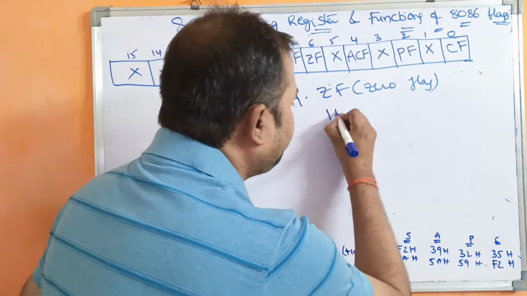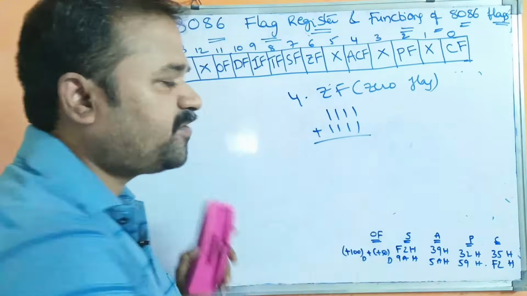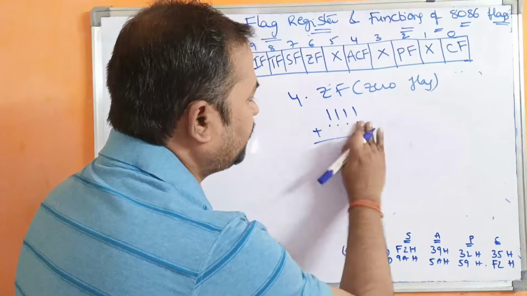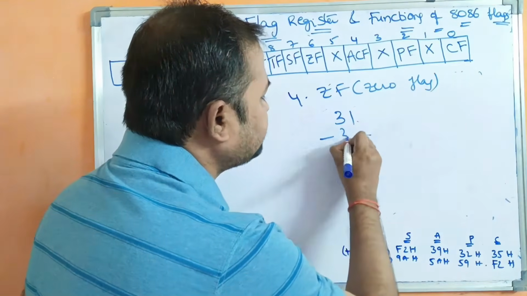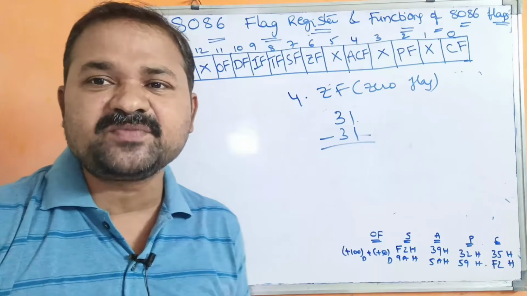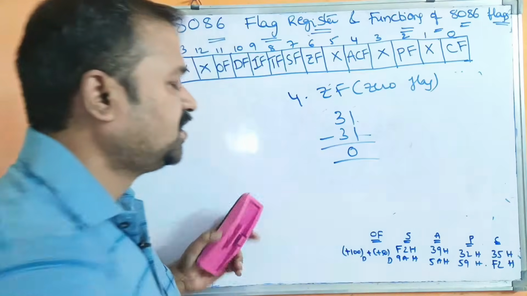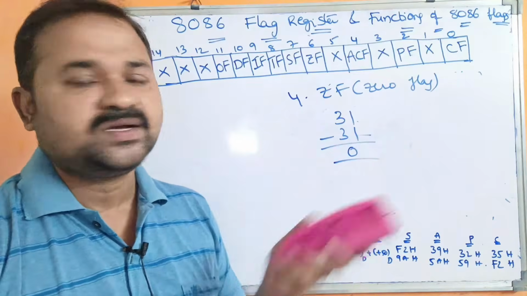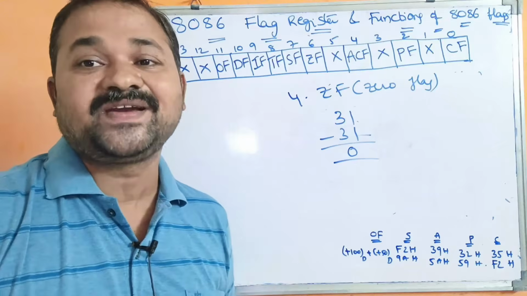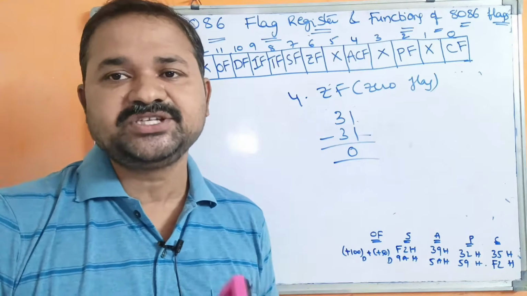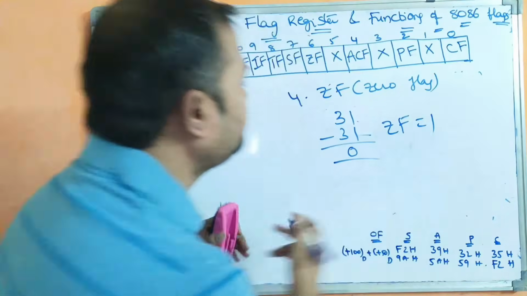Okay. Let's say we have a number like this. So 4 ones plus 4 ones. Let us perform the addition operation. So not this number. Let the number be like this: 31 minus 31. So what is the result of 31 minus 31? Directly we can perform the operation: 0. So here we got the result as 0, so the zero flag will be set. Otherwise the zero flag will be reset. Okay. If we get a non-zero result, then the zero flag will be reset. Now we got the result as 0, so the zero flag will be set.